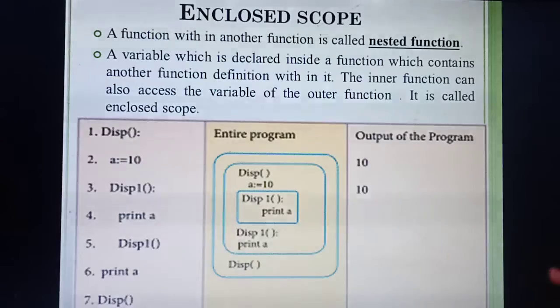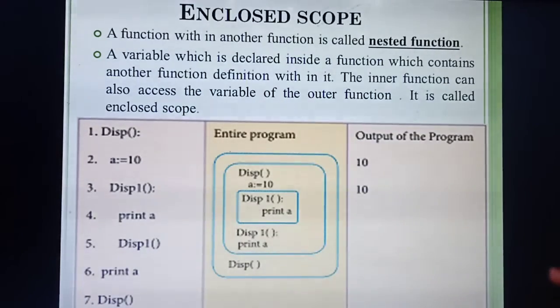Listen carefully. You are giving the value of the variable a equal to 10 inside the function disp of. But third line: inside the function disp of, you declare another function called disp1 of. Disp of already has the value a equal to 10, but inside it you declare another function called disp1 of. Inside disp1 of you are not giving the value of a, but you are ending the statement print a. See the fourth line, print a.